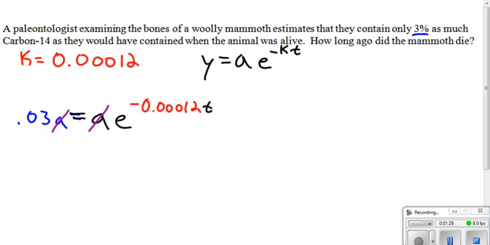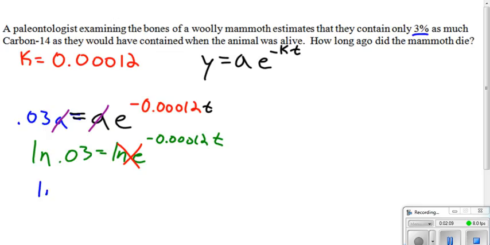is left. So now we have 0.03 equals e to the negative 0.00012t. So again, we just use our properties of logarithms and say ln 0.03 equals ln e to the negative 0.00012t. These ones will cancel out. So we have ln 0.03 equals negative 0.00012t. So to find t, get t alone, we just have to divide both sides by that decimal value.